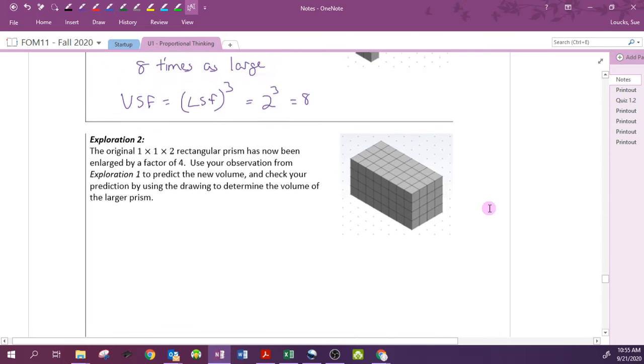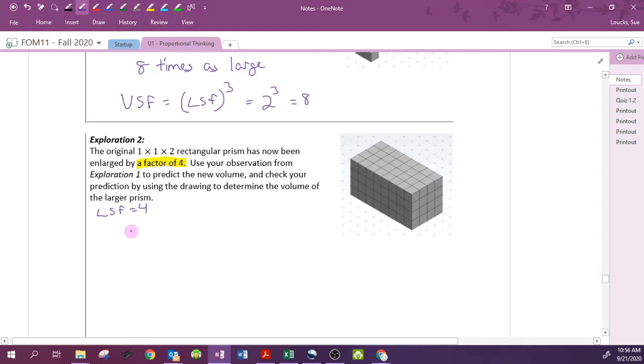Okay, so we've got our original 1 by 1 by 2 rectangular prism. We're now enlarging by a scale factor of 4. And of course, the linear scale factor is 4, right? So let's use what we learned above to predict the new volume. I'm just contemplating doing this in a slightly different order. I'm just going to write this up a little bit differently than what we've done before.